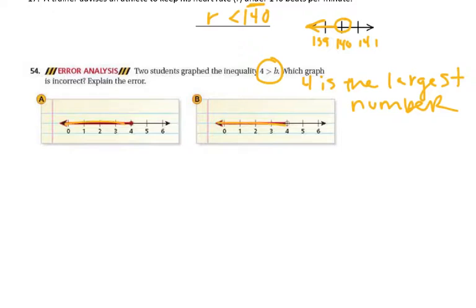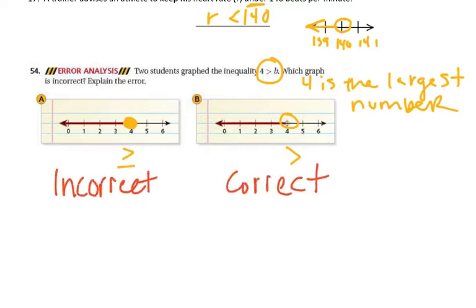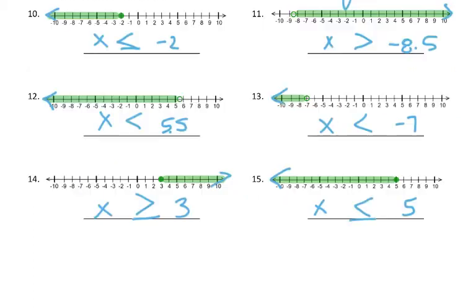Okay, so if 4 is the largest number, they have shaded both of them in the same way. That's good. And so the only difference that I see is that this one is filled in at 4 and this one is open at 4. And so since open is a greater than versus a greater than or equal to, this one is incorrect. And just be careful with these problems because they are actually asking which one is incorrect, which seems kind of backwards. So I always just mark which ones are incorrect and correct, and then you can take it from there.